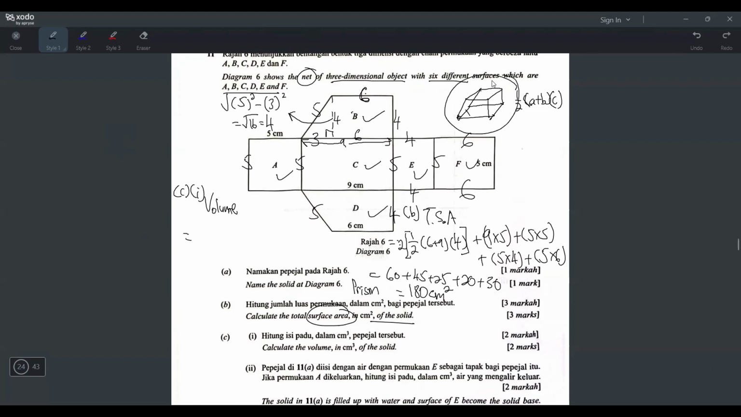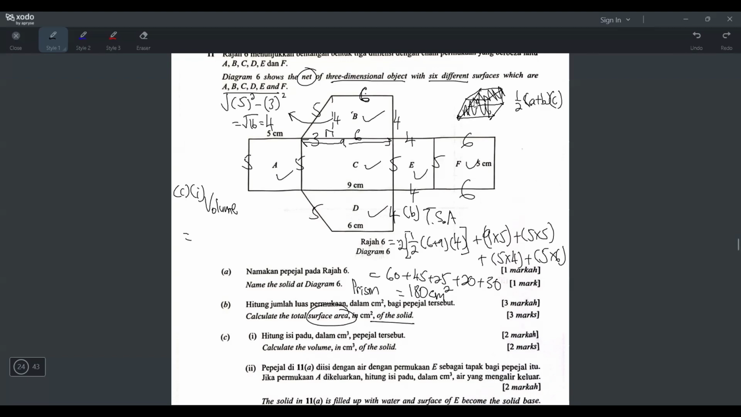But for this prism, what will be the base area? You don't tell me is this one, don't do that. Okay? The base will always be the cross section. It means that it will always be the shape that appears 2 times, right? So this shape didn't appear 2 times because the one yang atas is not even the same size dengan yang bawah. So the shape that appears 2 times is actually the trapezium, right?